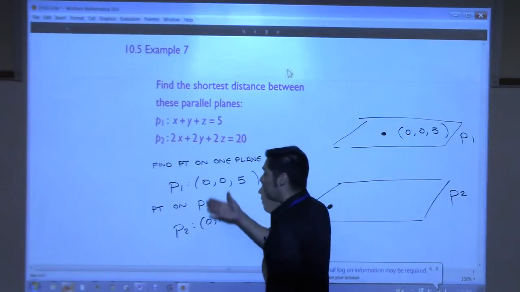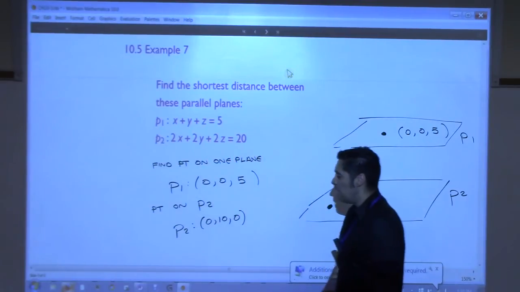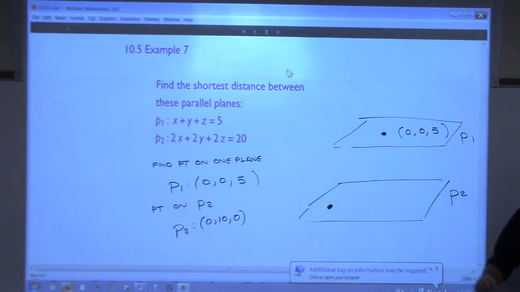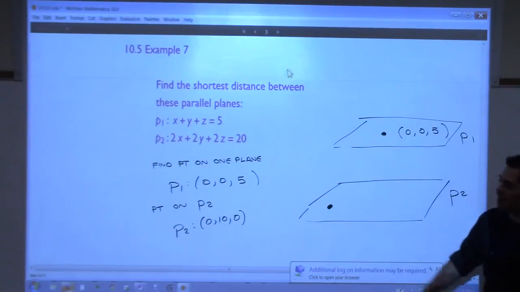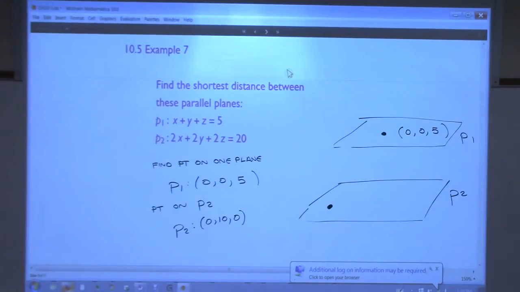The good news is you have an infinite number of points you could have picked. The bad news is that when I'm grading these, everyone's going to pick a different point, and so I'm going to have to check to make sure you did it right. But we should all get the same distance, right? Okay. We should all get the same distance.